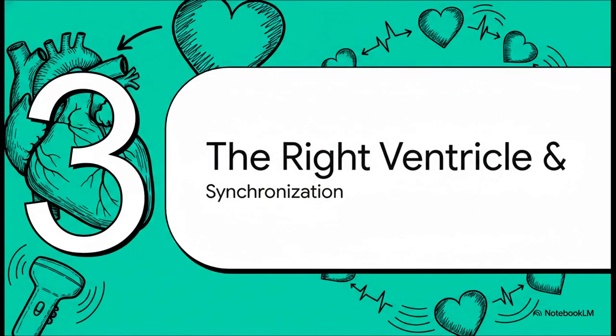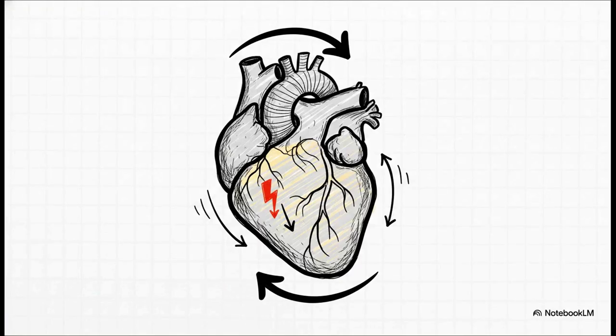All right, we've given the left ventricle plenty of the spotlight. Now let's turn our attention to its often overlooked but incredibly important neighbor, the right ventricle. We'll also dive into why it's so important for all the different parts of the heart to contract together in perfect time. You know, the right ventricle isn't just a smaller version of the left. It has its own unique personality.